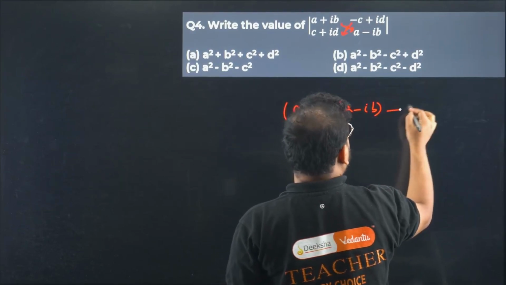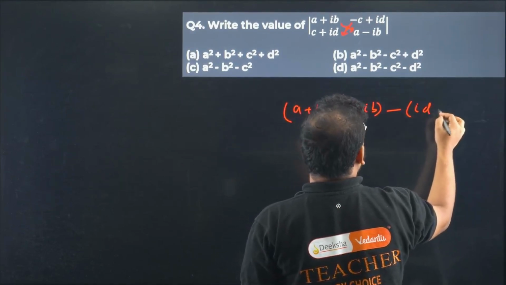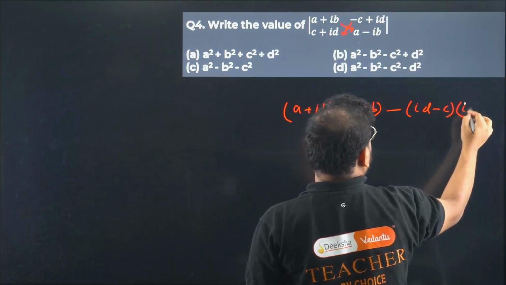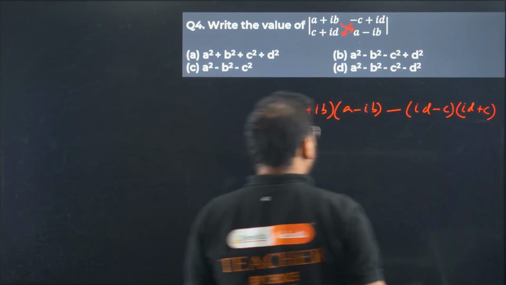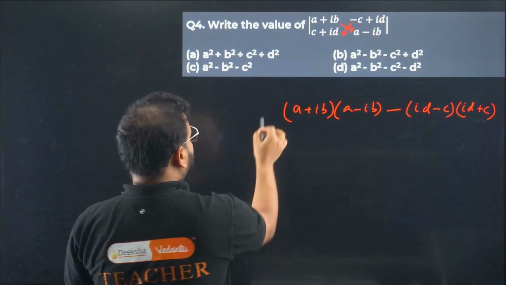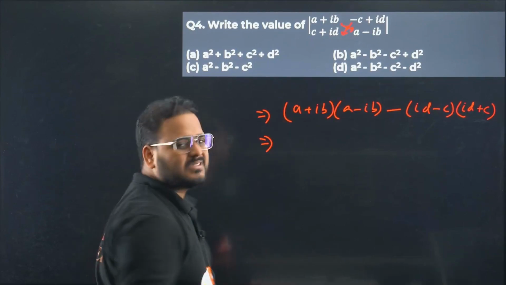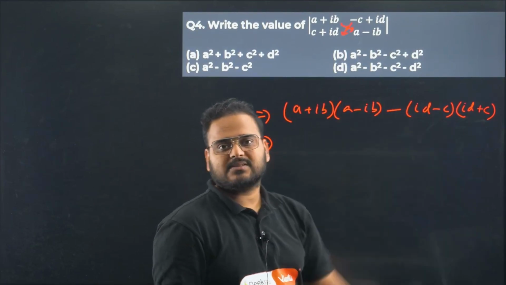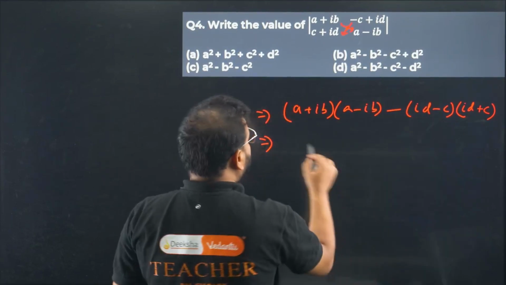There's a minus sign, of course, id and minus c, and over we have id plus c. Why did I write like this? Because it forms a formula, no? x plus y, x minus y. Okay, so multiply now, we get here a square.